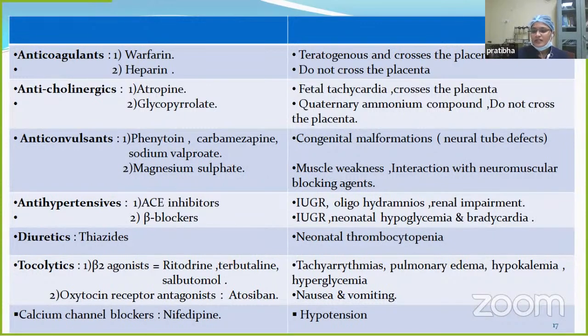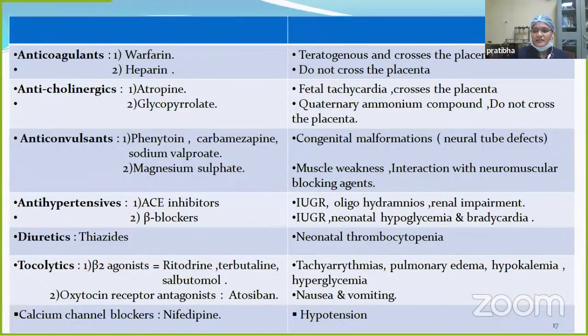And tocolytics like beta-2 agonists such as ritodrine, terbutaline, and salbutamol prevent premature labor. The side effects are tachyarrhythmias, pulmonary edema, hypokalemia, and hyperglycemia. Oxytocin receptor antagonists like atosiban have side effects like nausea and vomiting. And calcium channel blockers, the anesthetic implication is that they cause hypotension.